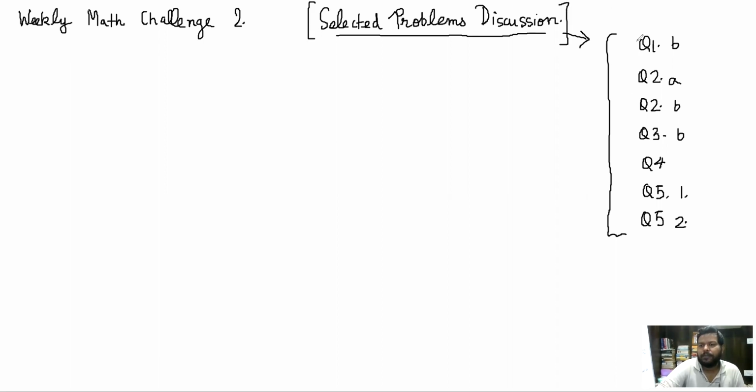So we had 7 problems with multiple parts, and I'm going to select a few questions for discussion because I didn't see too many solutions for these particular questions. So the questions that we are going to discuss today are question 1b, 2a, 2b, 3b, 4, and both parts of question 5. If you have doubts in the remaining questions, you can send me a request on the channel itself, and I will make a video separately about them.